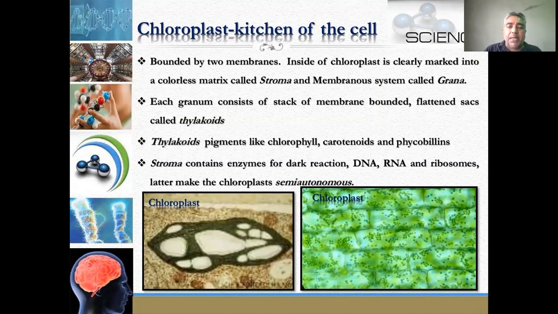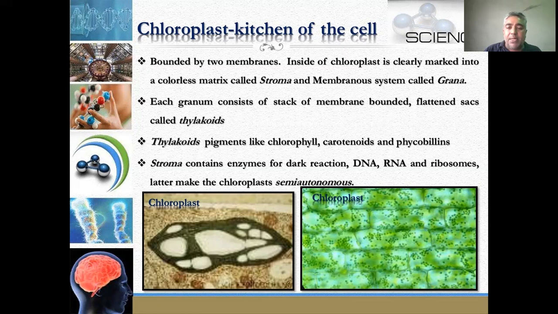Light reaction takes place in the thylakoid, and dark reaction, where the synthesis of sucrose and after that glucose is formed and then stored in the form of starch, takes place in the matrix. Dark reaction takes place in the matrix and light reaction takes place in the thylakoid. This you must remember. Stroma contains enzymes for dark reaction.